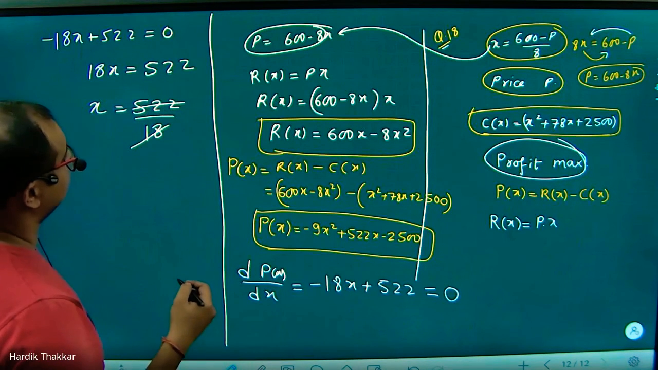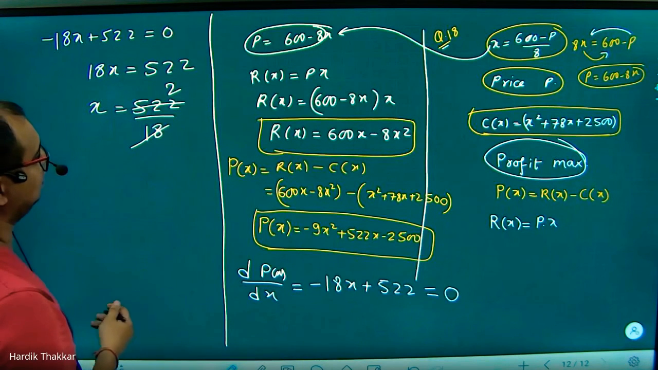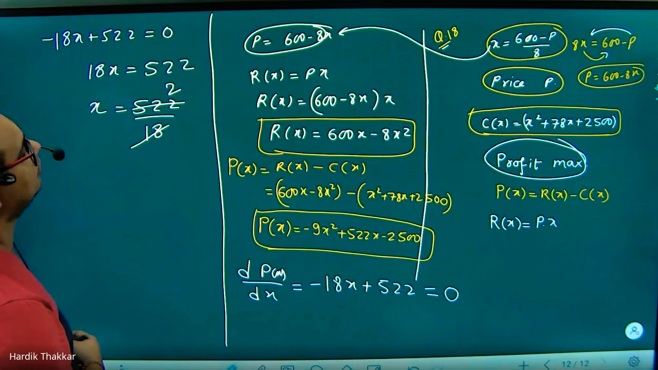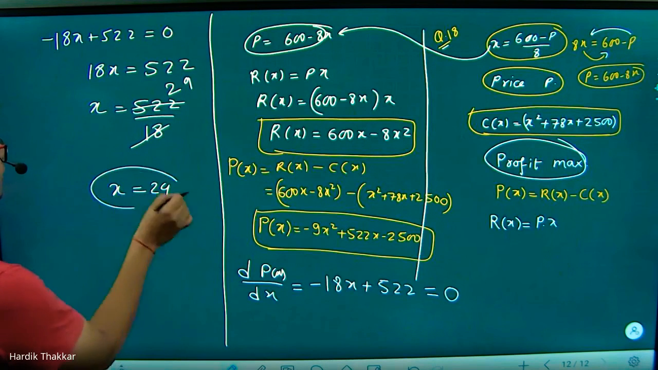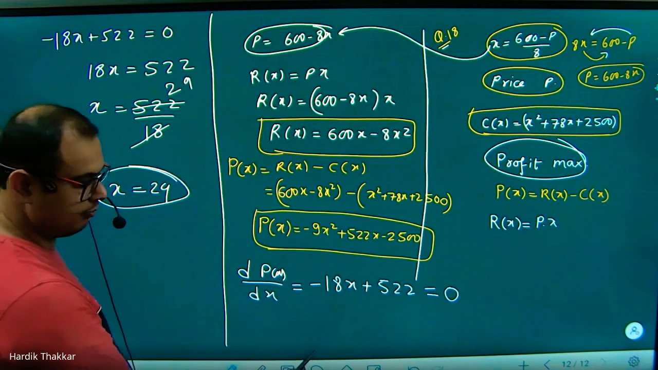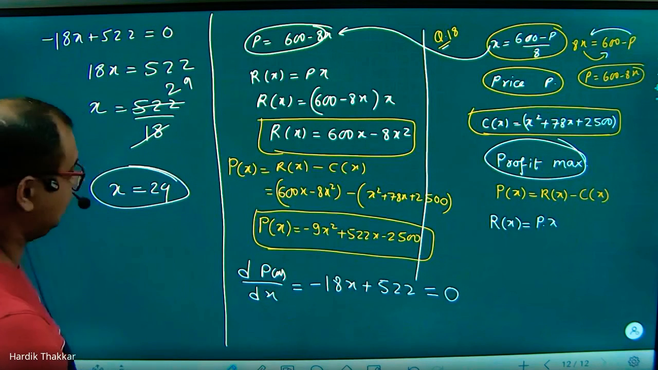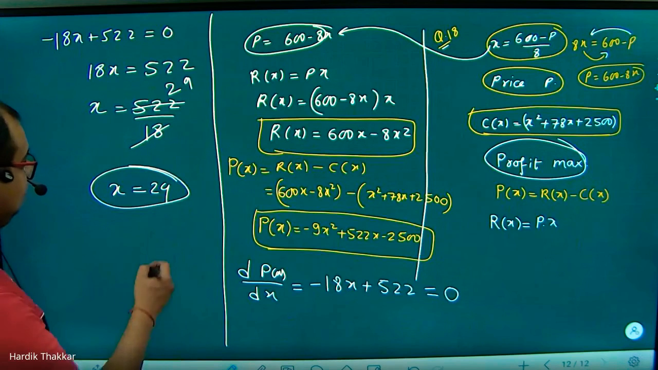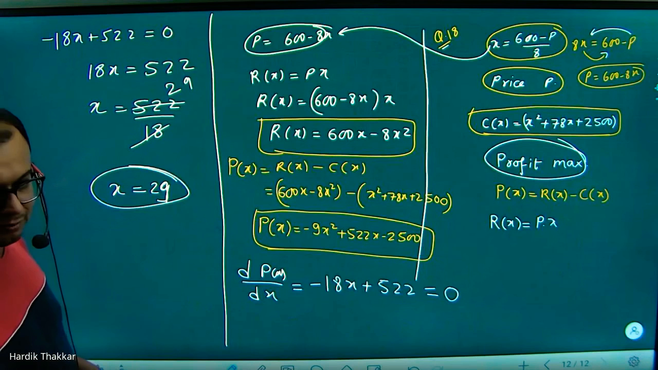कितना होगा? 18 2s are 36. 52 minus 36, it will be 16, 162. 18 9s are 162. So x is equal to 29. ये होगा correct answer. Clear? सेकेंड डेरिवेटिव देख लो ना, नेगेटिव आ रहा है. हाँ हाँ, तो मैक्सिमा ही तो बोल रहा हूं. तो x इज इक्वल टू 29 पे मैक्सिमा है.